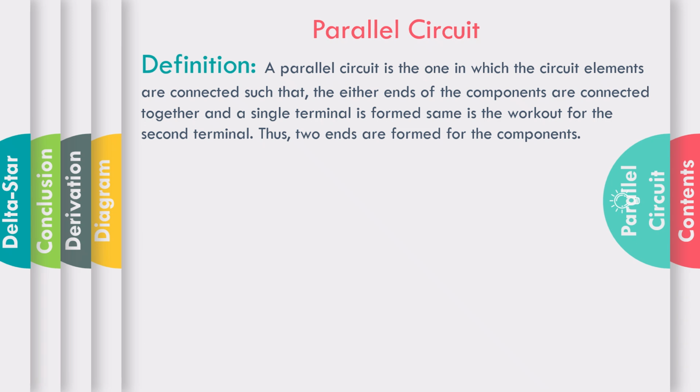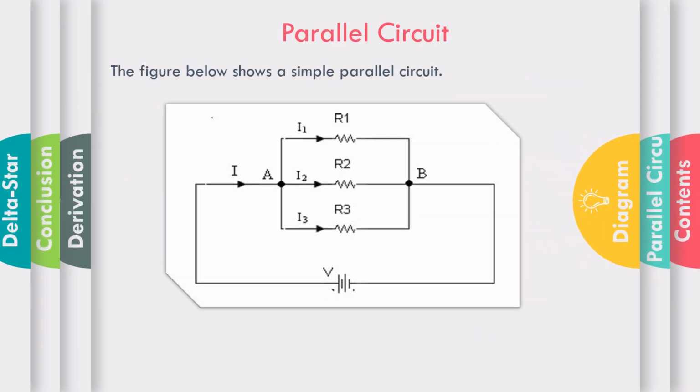Here we see either ends of the components are connected together and a single terminal is formed. Here we consider three resistances. In the figure, R1, R2, R3 are connected in parallel. A and B are the two end points, and these two end points are connected to the power supply or voltage source.